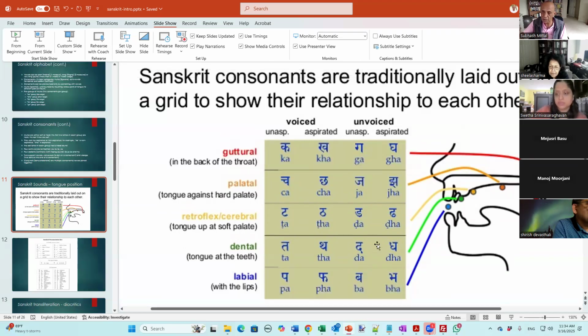So this is how the consonants are laid out in a grid, which is very symbolic of where the tongue is touching the inside of the mouth. So this is very important to know.